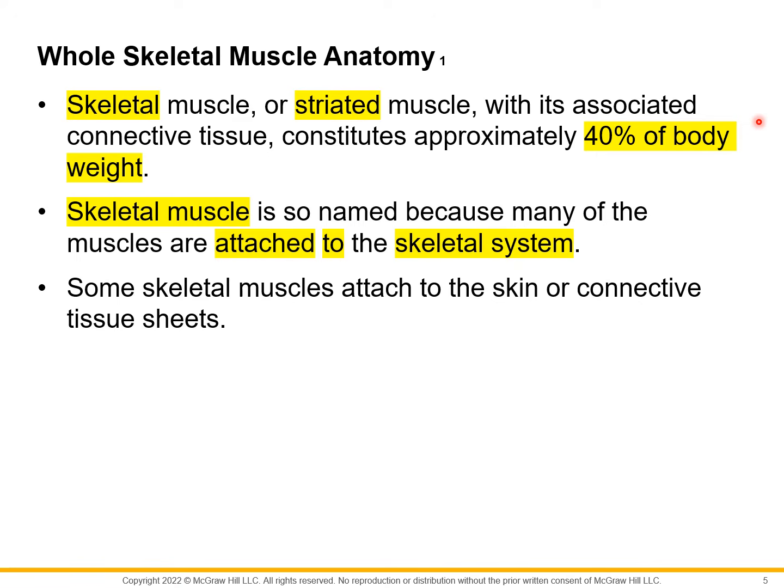Next bullet tells us kung bakit daw po skeletal muscles ang tawag sa skeletal muscles, and it's just because they're attached to the skeletal system. So there is literally no deeper explanation for that. It's just that the skeletal muscles are directly attached to the skeletal system.